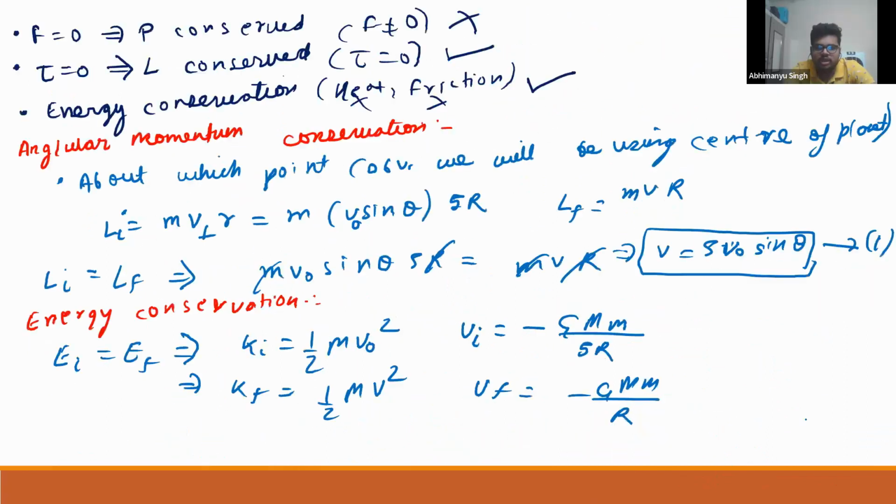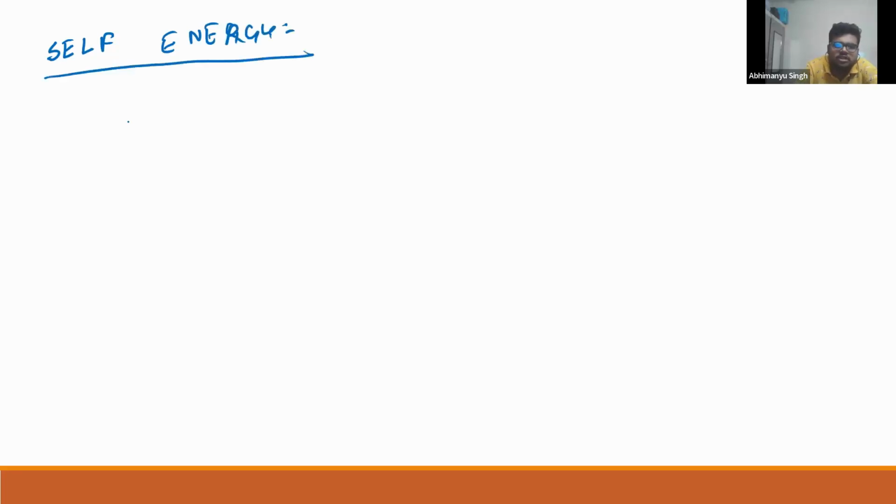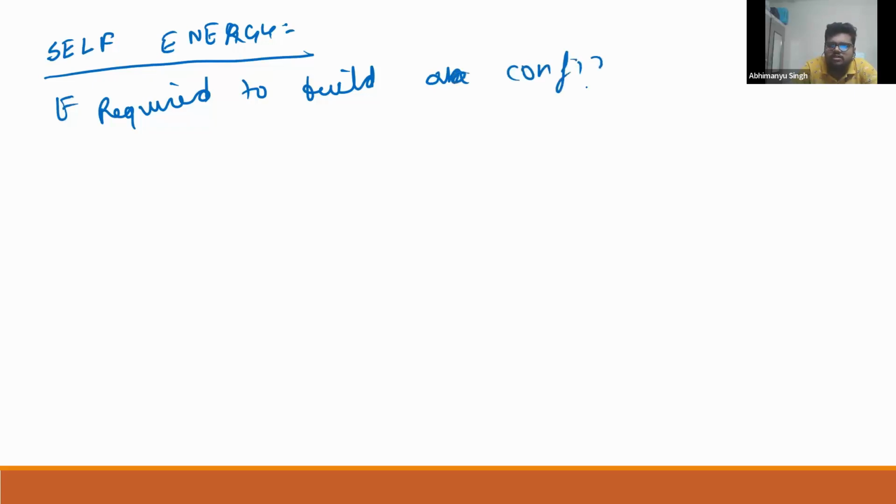I hope this is it for today's class. I think this concludes gravitation. We can still do one more concept. We haven't covered something called self energy. I will build up a simple example and complete this chapter. What is self energy? The energy required to build a configuration of mass, whether it's a sphere, a shell or anything.